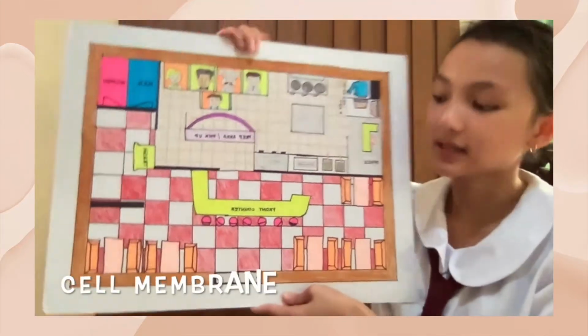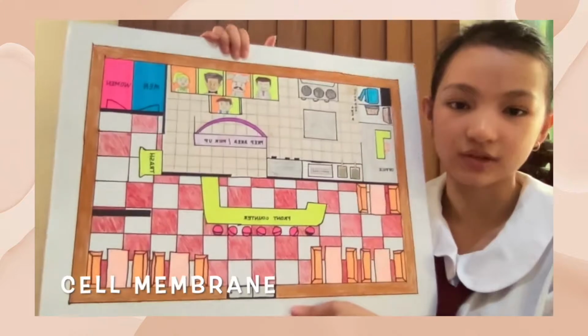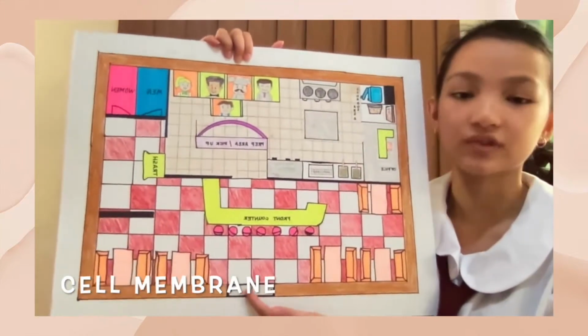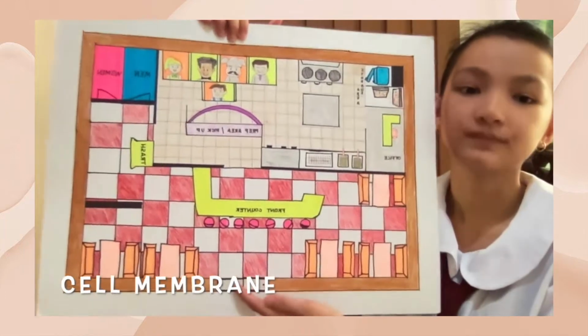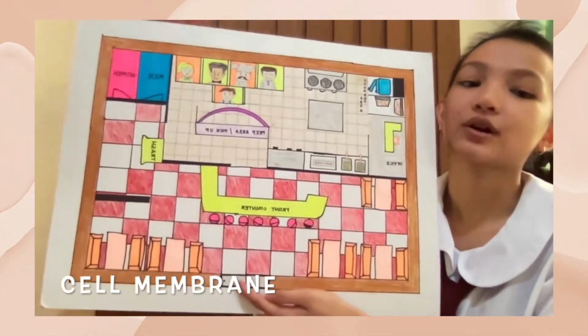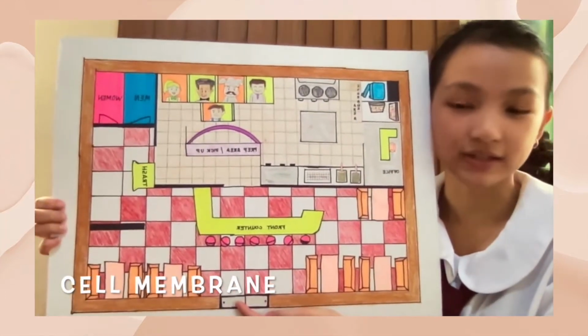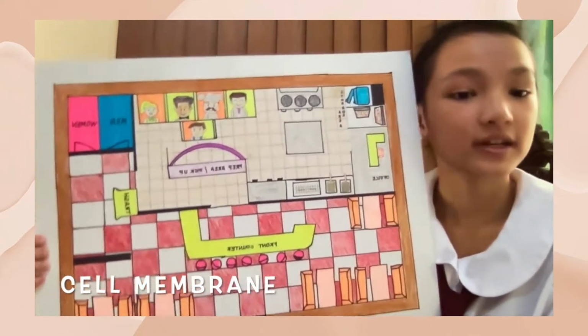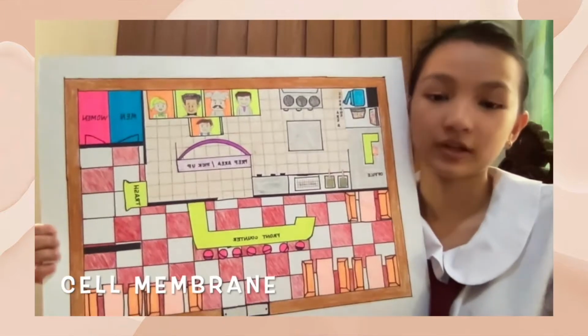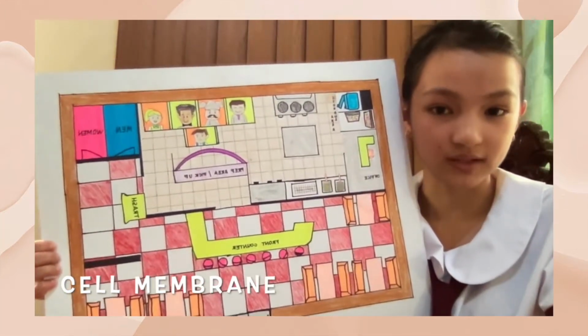The next thing is the cell membrane of this restaurant. The cell membrane is like the door of the restaurant. This is the door of the restaurant, as you can see. It's right here. So it allows the customer to go in and out of the restaurant. In the same way, the cell membrane maintains cellular integrity and transport of molecules inside and outside of the cell.